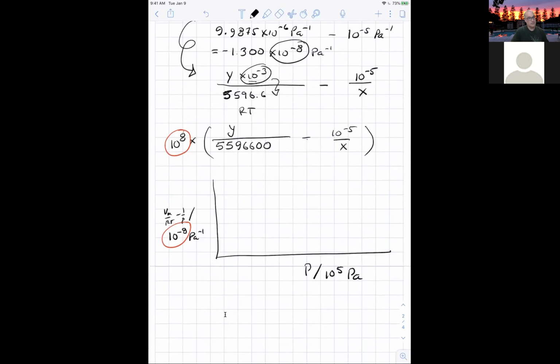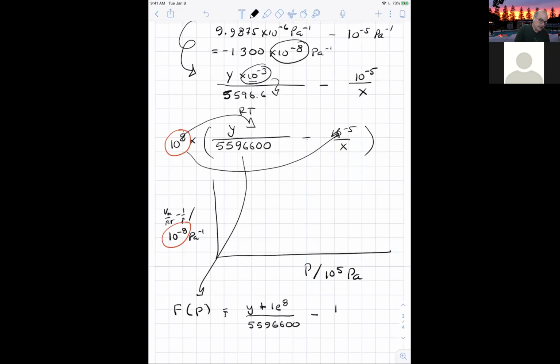So when I do all this, I'm going to end up with my f of P being Y times 1e8 over 5596600 minus, now, so that's that one, but I also have to do this one. So this is going to be 1e3. 10 to the 8th times 10 to the minus 5 is 10 to the 3.